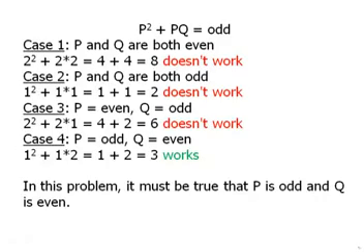Therefore, we know in this problem it must be true that p is an odd number and q is an even number. We're able to figure that out from the 4 case method.